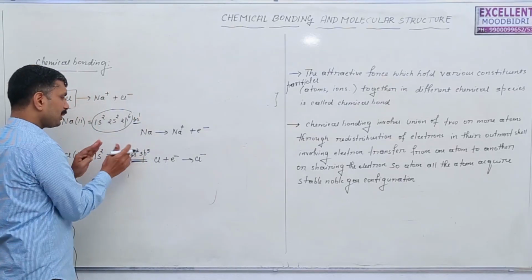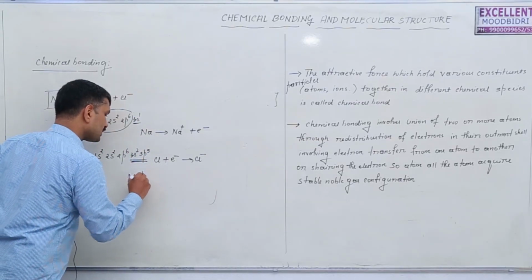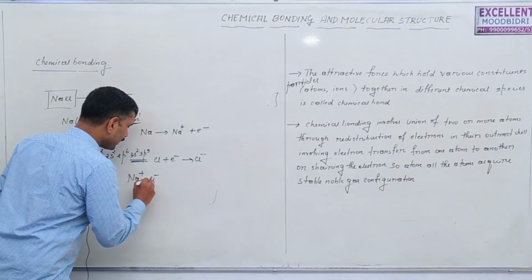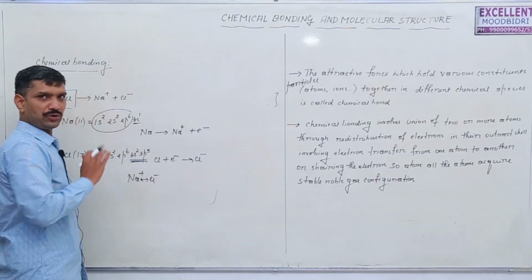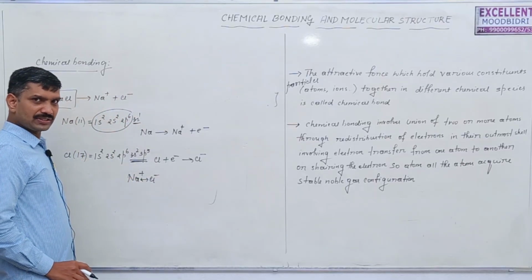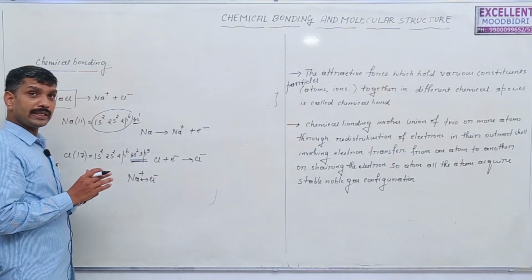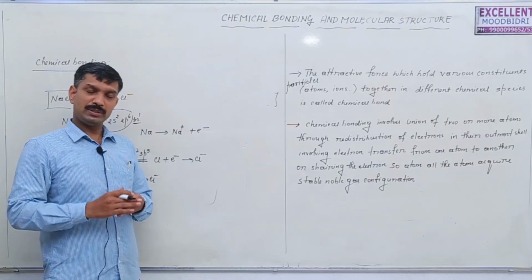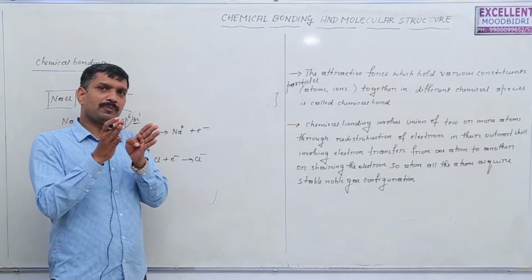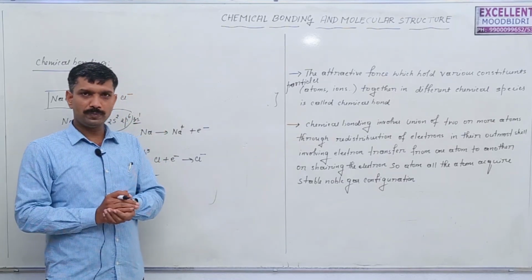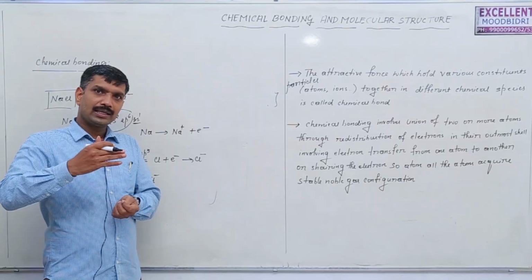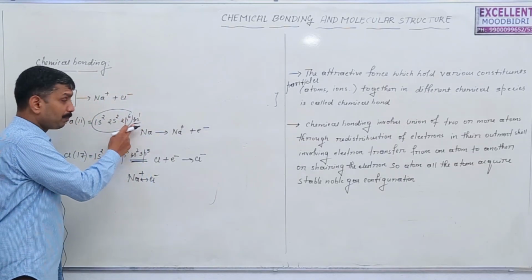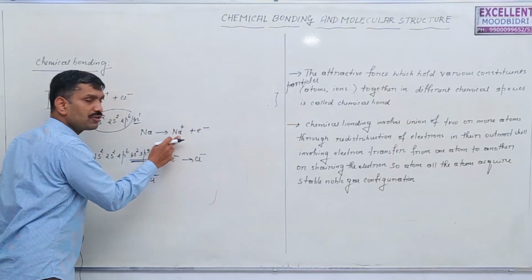Now Na+ and Cl- are held together by the electrostatic force of attraction, or ionic bond. Okay, chemical bonding involves the union of two or more different constituent particles, or in general I take atoms. A chemical bond involves the union of two or more atoms by the redistribution of electrons, either by transfer of the electron.